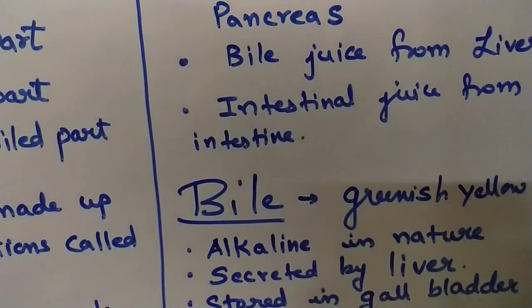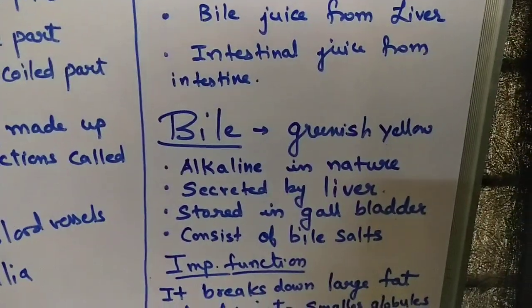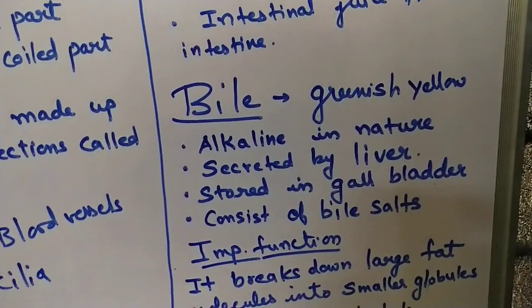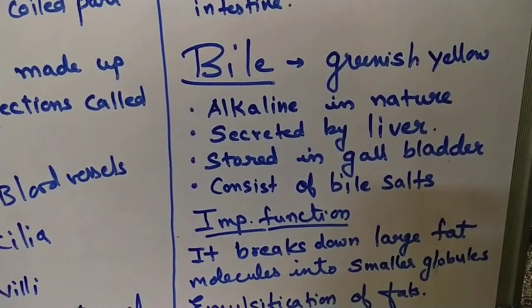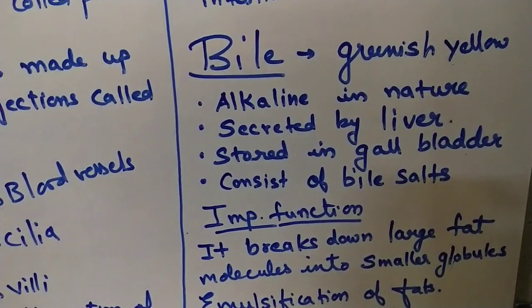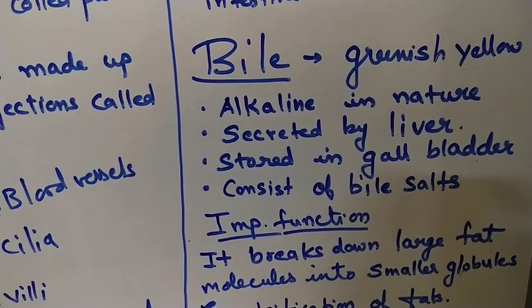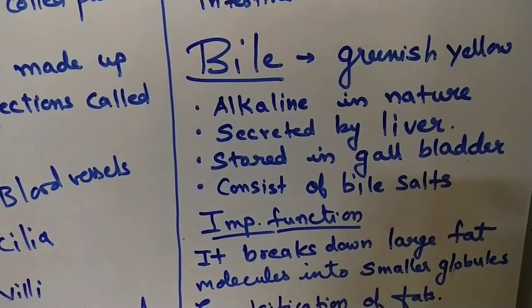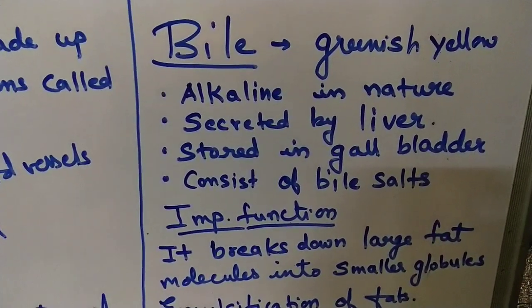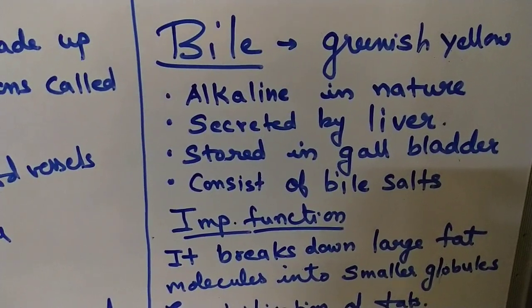So the first one is bile juice. Bile juice is greenish yellow in color, and it is alkaline in nature. HCl, how was HCl? HCl was acidic. Now just the opposite of that, bile is alkaline in nature, and it is secreted by the largest gland of the body, that is the liver.